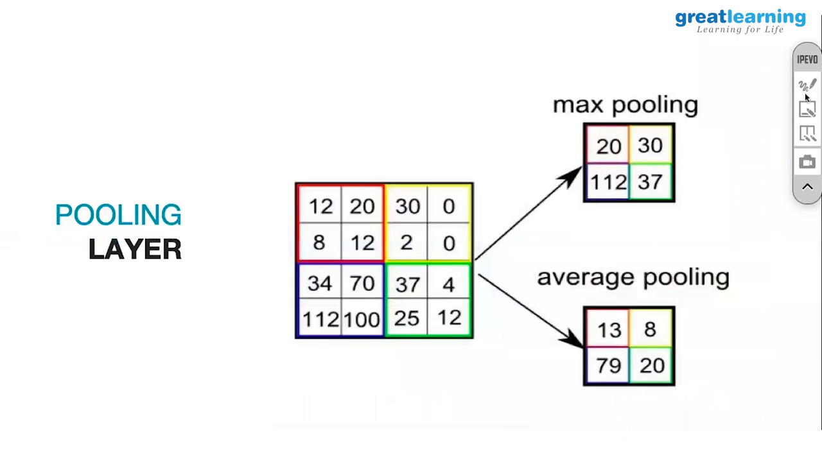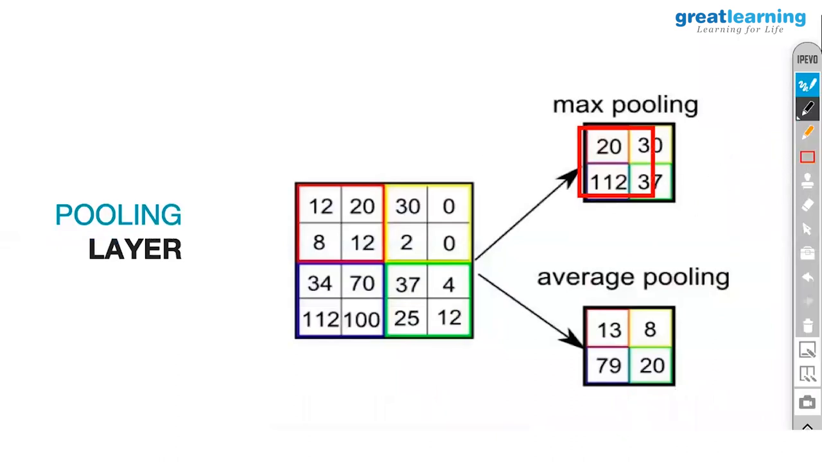Next is the pooling layer. So we have two types of pooling available. You can have your own version of pooling also, but these are the most popular ones: max pooling and average pooling. Average, in the sense you take the average of all four of them and pool them as one number. Max is take the max of it. So in this case, it will be 1, 1, 2.